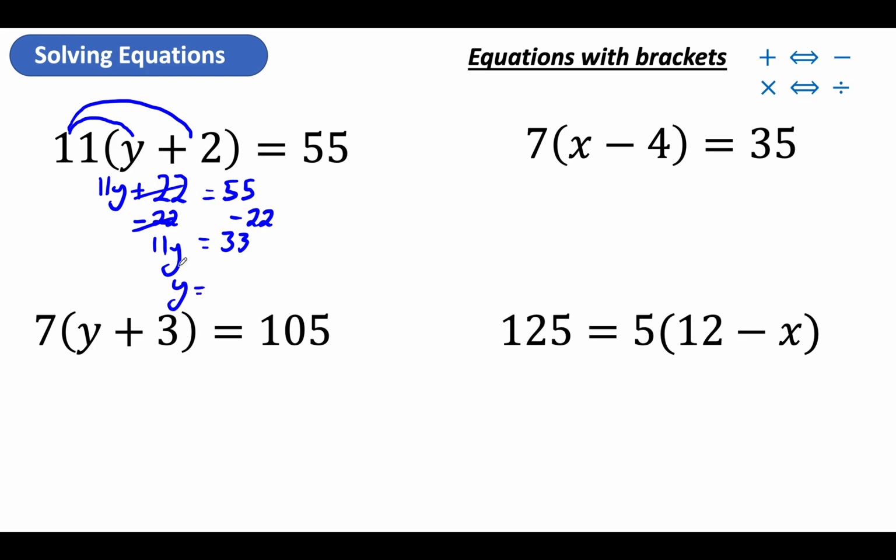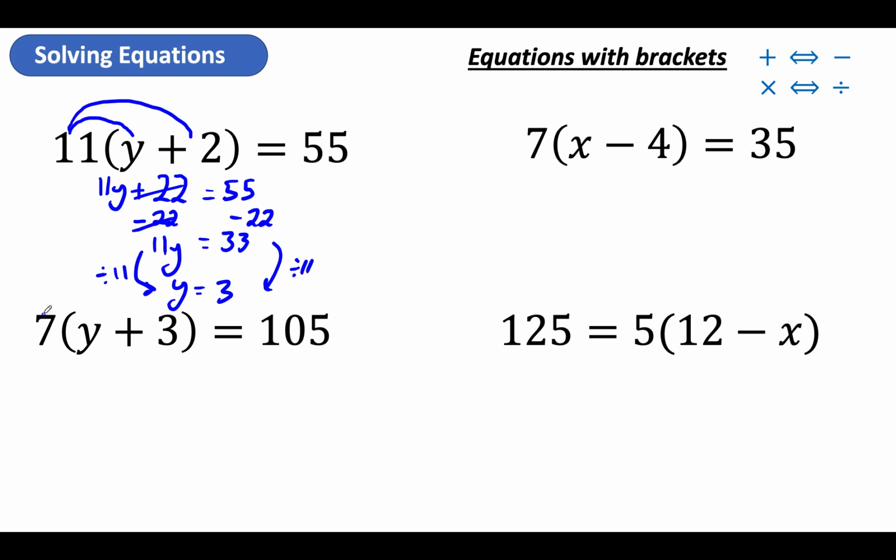But I don't want 11 y's, I just want the one of them. I'm not greedy. So divide by the number touching the letter, so divide by that 11. 33 divided by 11 is 3, because whatever you do to one side, you must do to the other. y is 3. Well done if you got that.